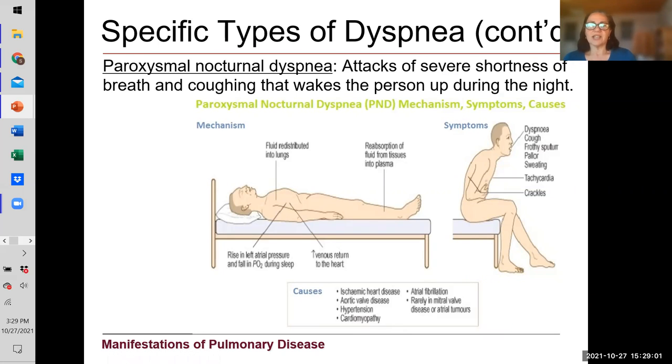And paroxysmal nocturnal dyspnea. This is an attack of severe shortness of breath and coughing. It wakes the person up at night, and it's a little tricky to understand. We'll get to talking about how there are some cases where the patients end up with edema in their legs. They have a lot of fluid buildup in their legs, and then at night when they lie down to go to sleep, they elevate the legs. It's easier for that fluid to get back into circulation. Now you have a lot of fluid that was in the legs during the day, and now it's finding its way throughout the body, including into the lungs. And so that's why they suddenly wake up with this feeling like they can't get enough air.